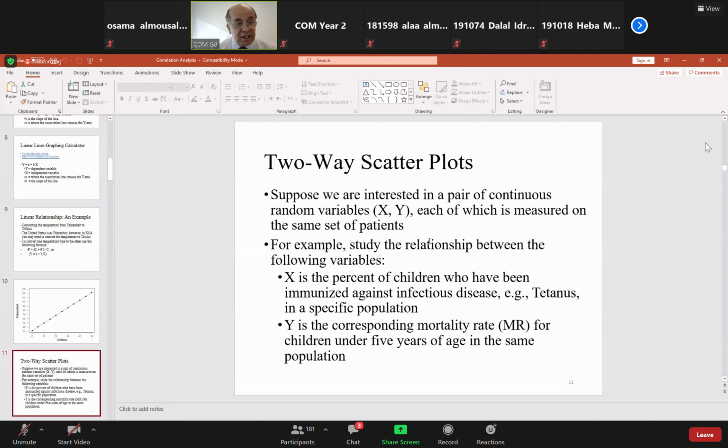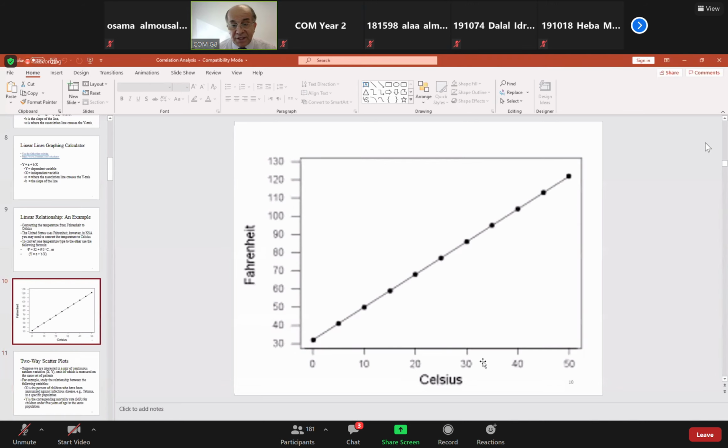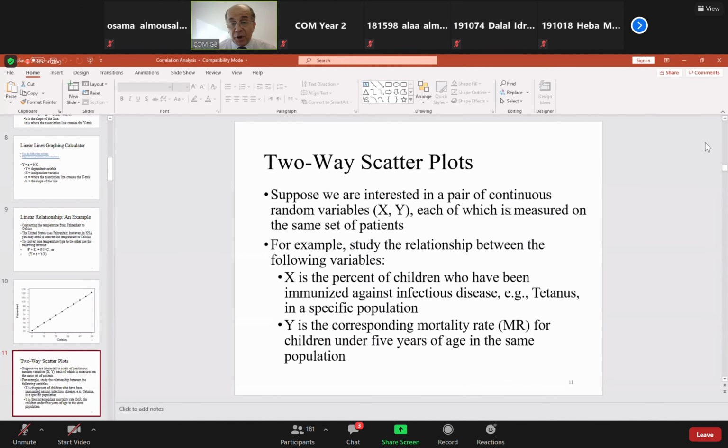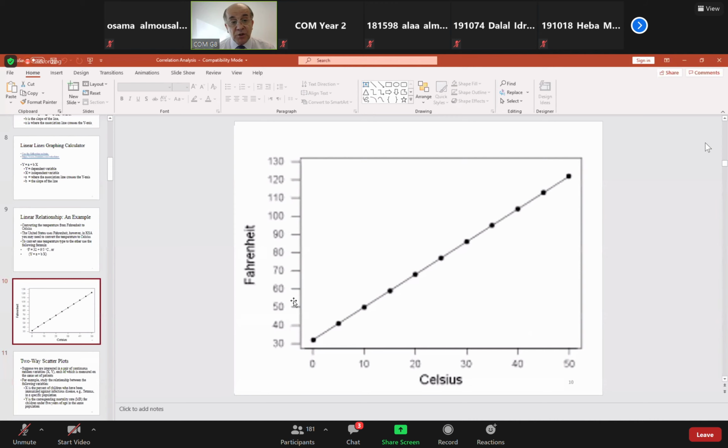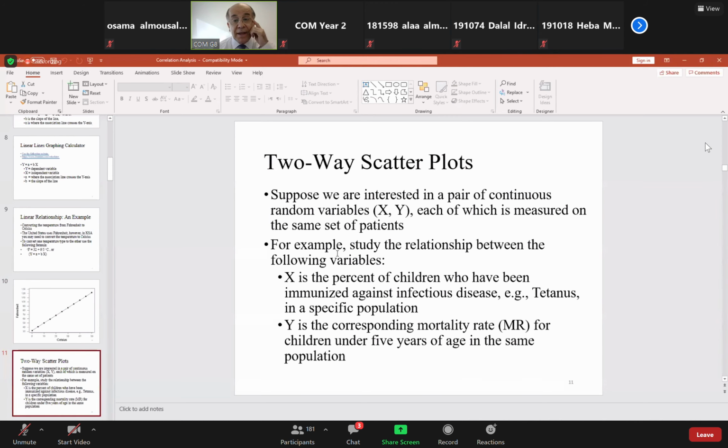And two-way meaning X and Y. It's one way, this is Celsius X and Fahrenheit Y. So that's why we call it two-way scatter plot, okay? Because there are 3 ways, 4 ways, different, but that's really not in our class today. Suppose we are interested in a pair of continuous variables. I have 2 variables, X and Y, and like before, X is Celsius, Y is Fahrenheit, and then each is measured on the same set of patients or same set of different countries.